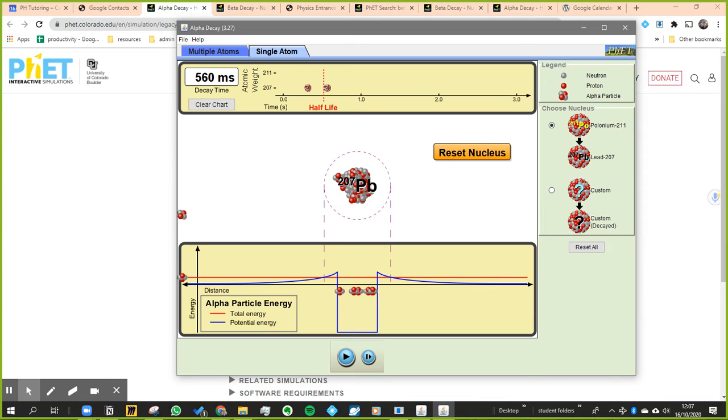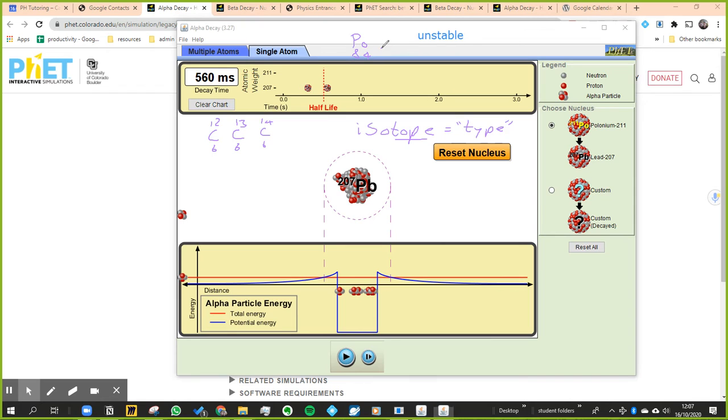So we're going to draw a formula here. It starts with Po 84, and then it changed into lead. I'm just going to get rid of that word unstable for a moment, move that over there.